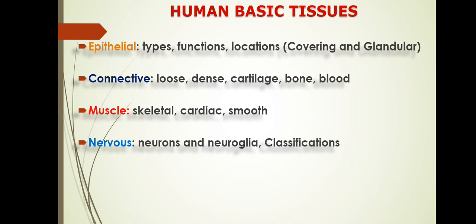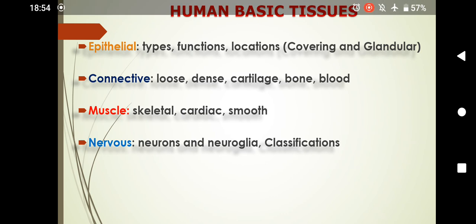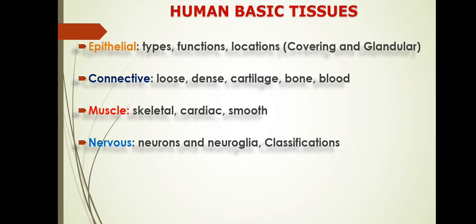You also have to talk about the nervous tissue. I talked about the neurons and the neuroglia recently. Talk about the classifications, the types of neurons, the bipolar neurons, the unipolar neurons. Make sure that you know all those different things.